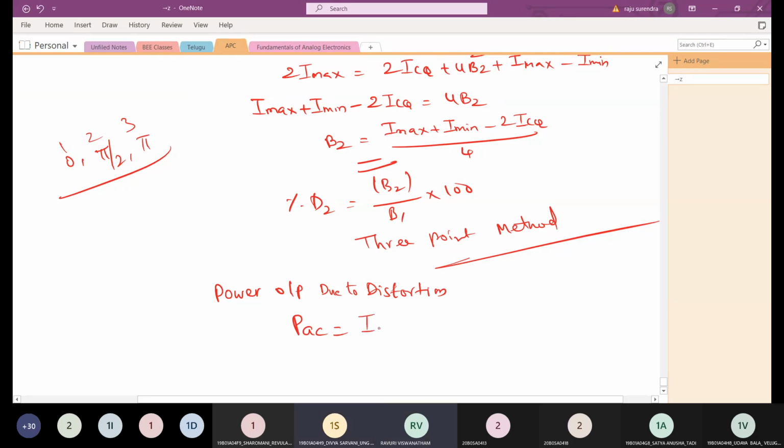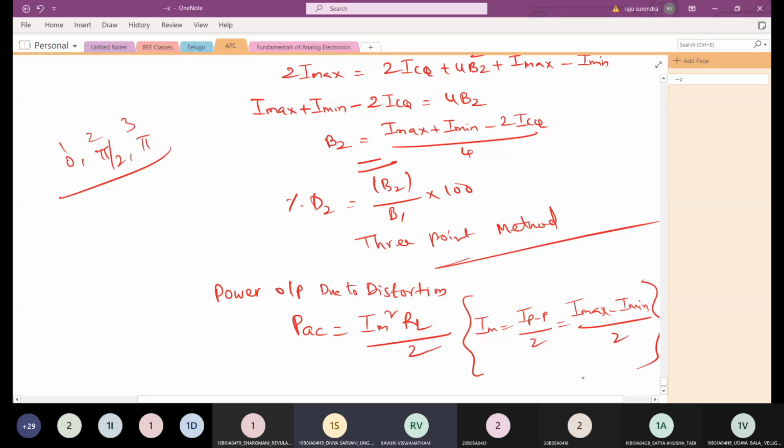All of you understood? Yes, sir. So power P is equal to V into I, and V is nothing but I into R. Okay. But Im is equal to I peak to peak by 2, and I peak to peak is equal to I max minus I minimum, by 2.